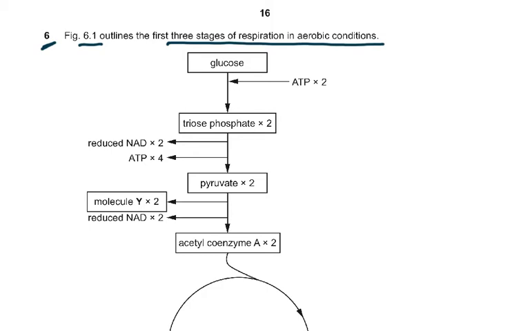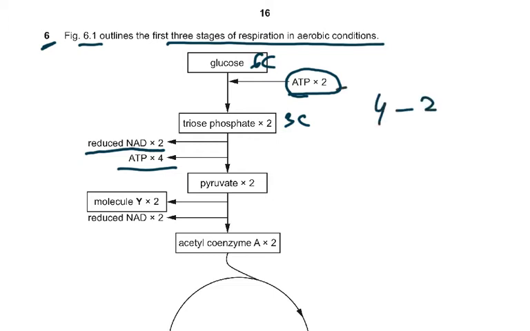Glucose to triose phosphate, and we've spent 2 ATPs. And the triose phosphate, now there are two of those, so you remember this 6 carbon glucose and 2 3 carbon triose phosphate. And then we have taken out 2 reduced NADs, and we have also earned 4 ATPs. But we've always spent 2 ATPs. So 4 minus 2 is a total net gain of 2 ATPs. And then we've made pyruvate.